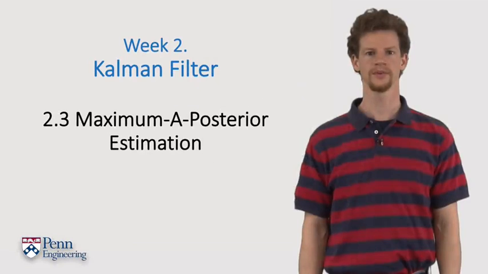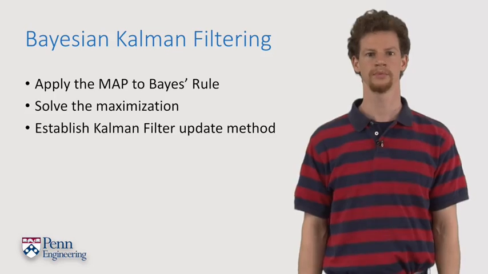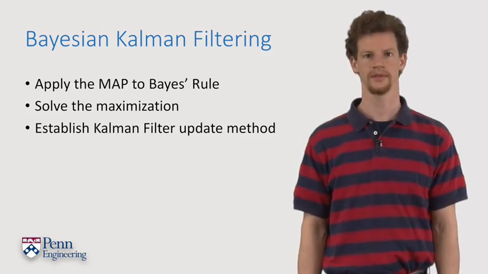In this lecture, we will discuss the maximum-a-posterior estimation technique in relation to the Kalman filter. We will apply the maximum-a-posterior, abbreviated MAP, estimate to a Bayes rule formulation of the state and observation information from the previous lecture. We will then solve the maximization in order to establish the Kalman filter update method.